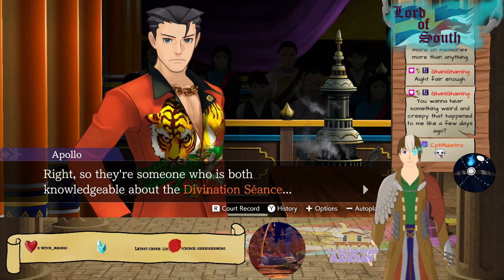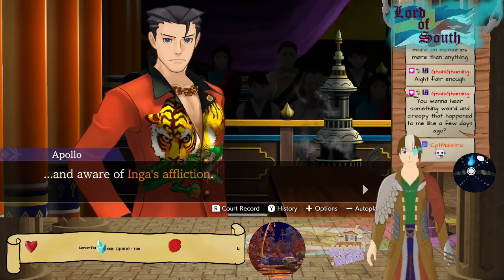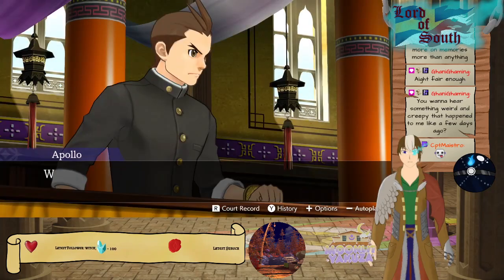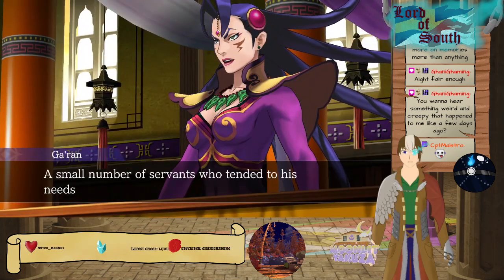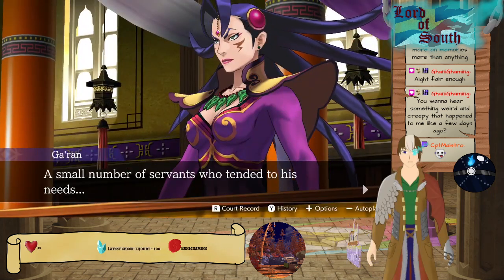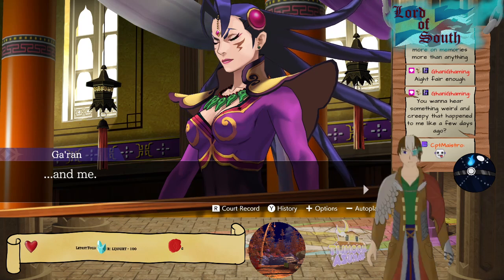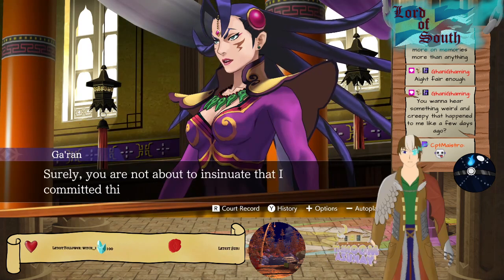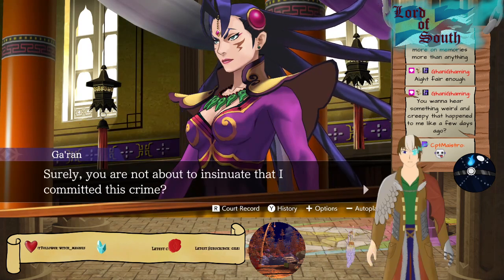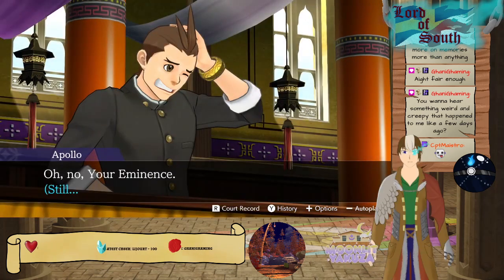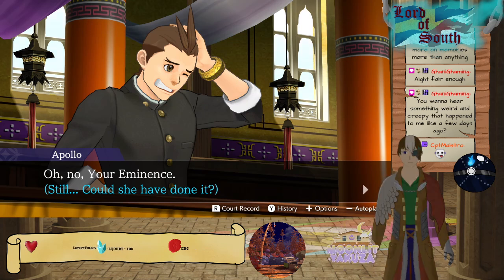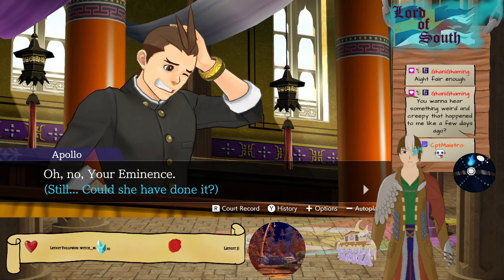Right, so there's someone who is both knowledgeable about the divination seance and aware of Inga's affliction. Your Eminence, who knew about your husband's condition? A small number of servants who tend to his needs. And me. Surely you are not about to insinuate that I committed this crime. Of course you did, look at you. Oh no, Your Eminence. Still, could she have done it? Answer: yes.